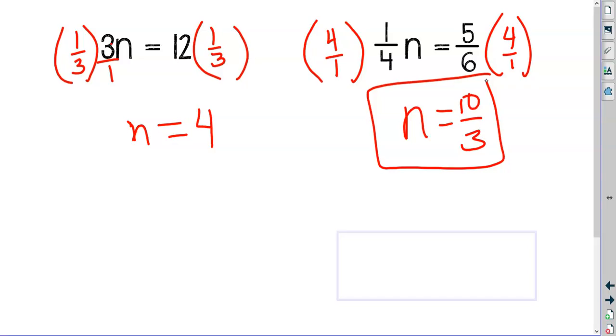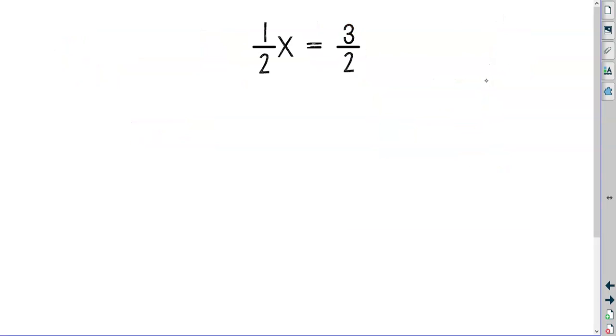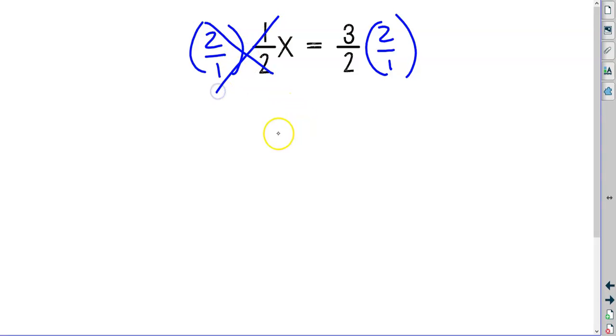Let's try a few more. 1/2 x equals 3/2. So the inverse of multiplying by a half would be dividing by a half, but since we don't divide by fractions, we're going to multiply by the reciprocal. Now this one is fairly simple, so I'm going to do this one just mentally. 3 times 2 is 6, 2 times 1 is 2, and this turns out to be a whole number.